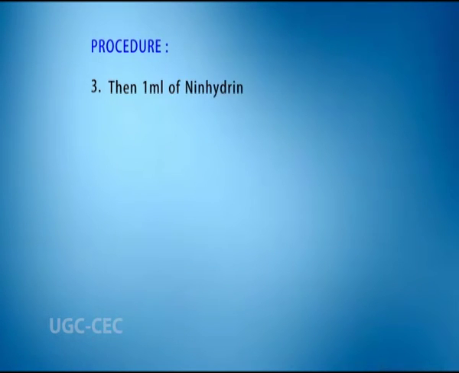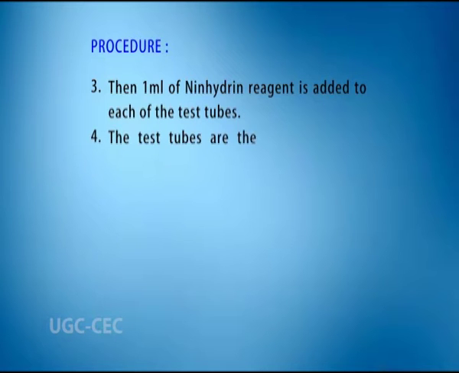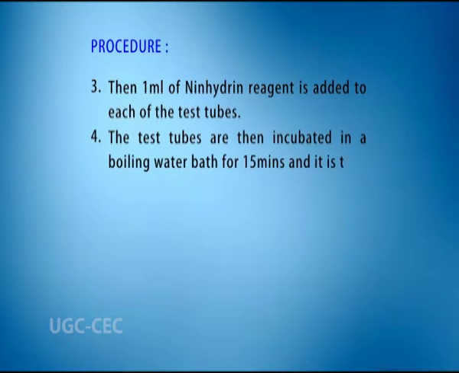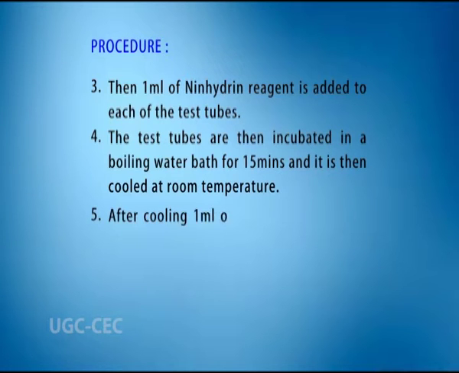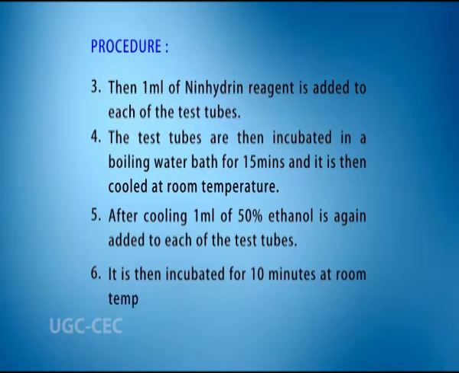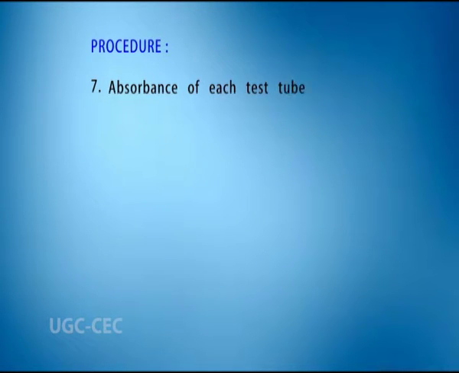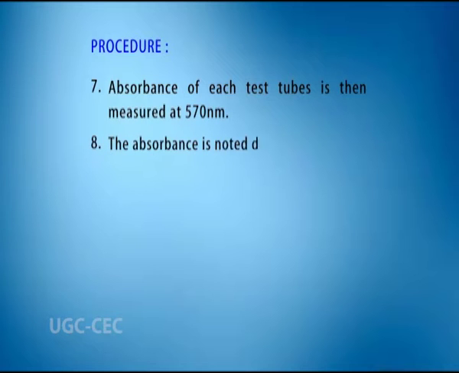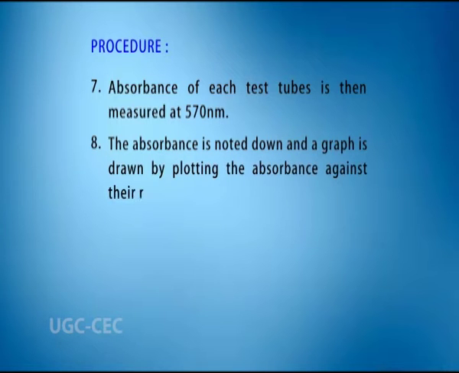Then 1 ml of ninhydrin reagent is added to each of the test tubes. The test tubes are then incubated in a boiling water bath for 15 minutes and then cooled at room temperature. After cooling, 1 ml of 50% ethanol is again added to each of the test tubes. It is then incubated for 10 minutes at room temperature. Absorbance of each test tube is then measured at 570 nanometer. The absorbance is noted down and a graph is drawn by plotting the absorbance against their respective aspartic acid concentrations.